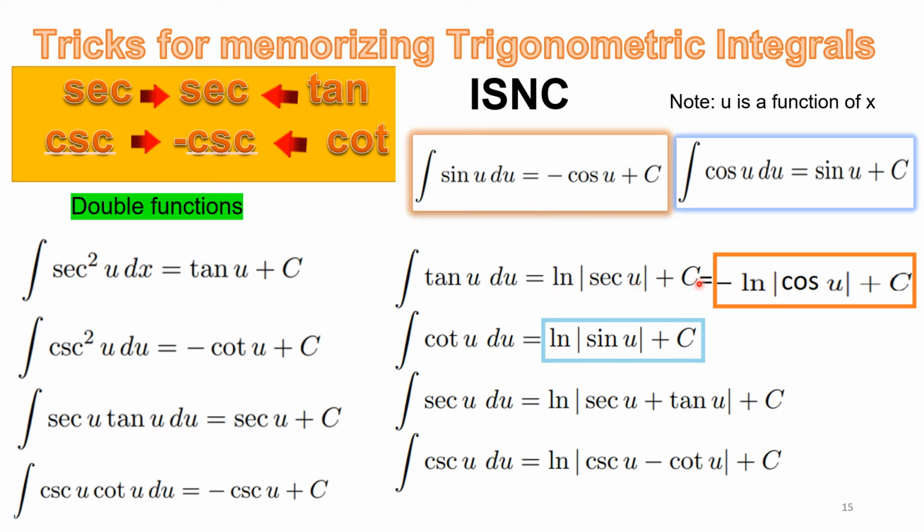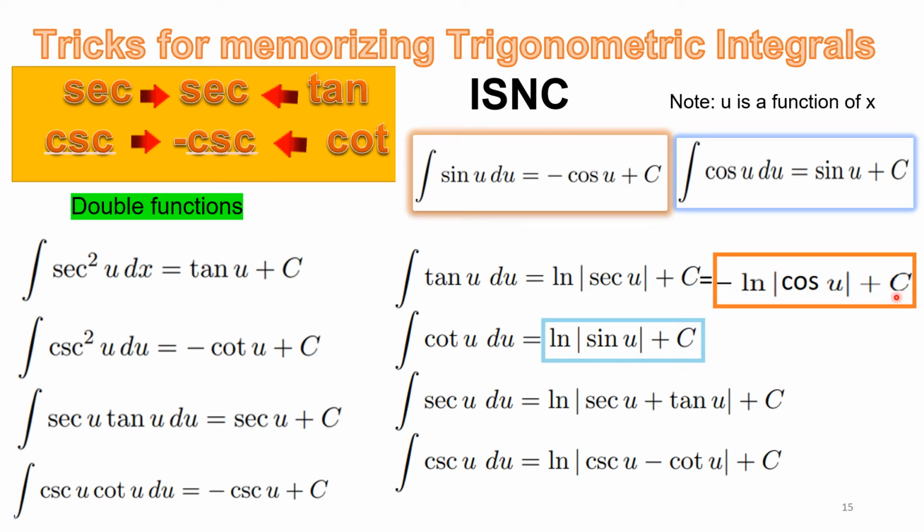This ln of secant u plus c can actually be derived by making use of the fact that tangent is sine over cosine. So we can derive that one, but for simplicity, we make use of this formula. We recall it using SNICI: the integral of sine u du is equal to negative cosine u plus c. The integral of tangent now is the negative ln of the absolute value of cosine u plus c.